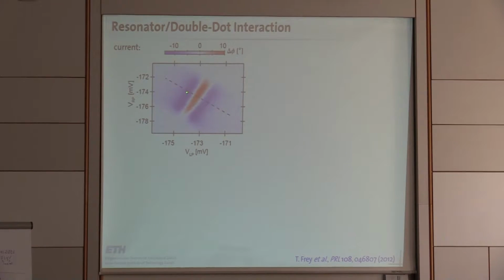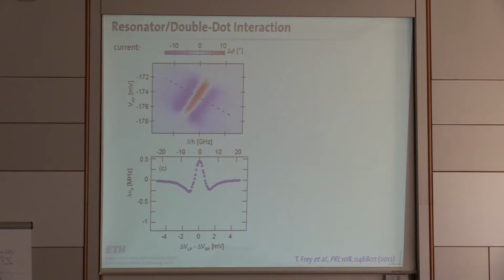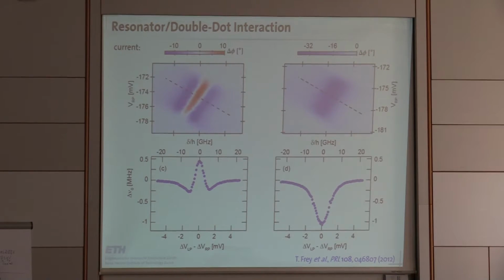At these white lines, the quantum dot normally goes through resonance with the resonator, and in the red region the phase gets shifted to positive values, and in blue, the phase gets shifted to negative values. If you plot, for example, frequency shift versus this detuning between the left and the right dot, which is on this axis here, you see this shift that comes from the interaction of the double dot with the resonator. Similarly, you could look at how the transmission amplitude changes in these experiments.